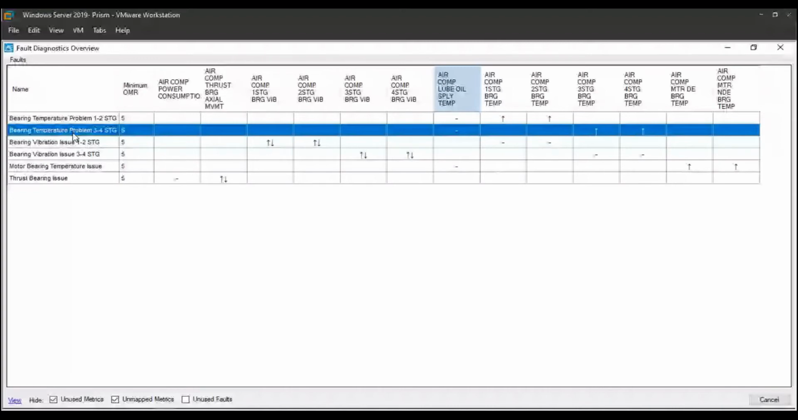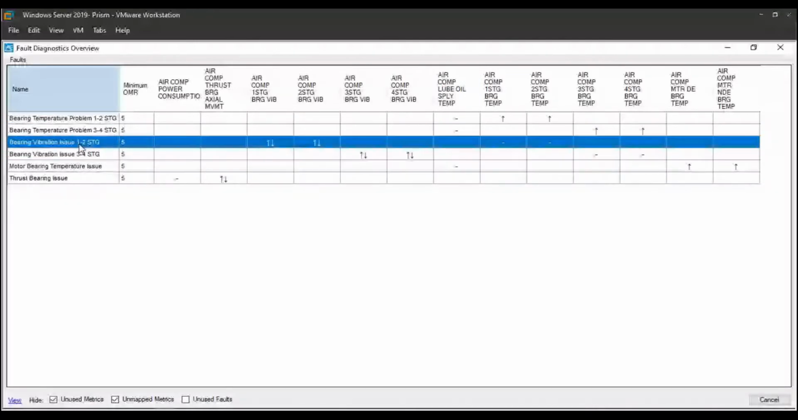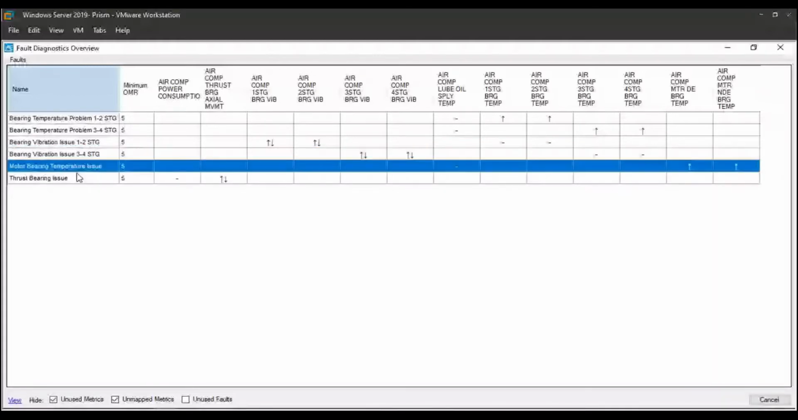The third and fourth issues are with respect to vibration. And here the relationship that we have coded is that if my bearing vibrations are increasing, but my temperatures are remaining constant, this relationship I have coded as bearing vibration issue 1 and 2 in the first and second stage, and similarly in the third and fourth stage. And in the same pattern, I have then defined issues with motor bearing temperature and the thrust bearing vibration issues.